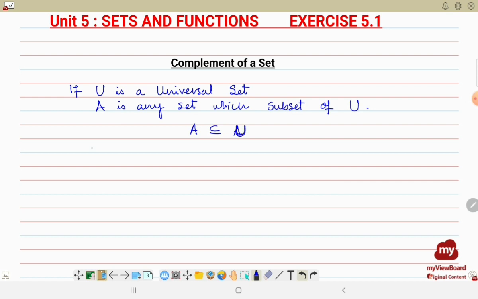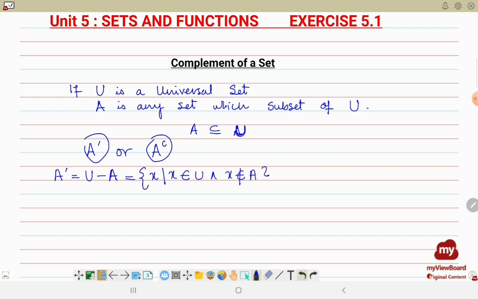Now the complement of A is denoted by A dash, or it is also written as A superscript small c. A complement, like this or like this. So by complement of A means A complement is equal to U minus A, and that is equal to one set. The elements which belong to A complement will be x such that x belongs to U and x does not belong to A. This is the set of A complement.